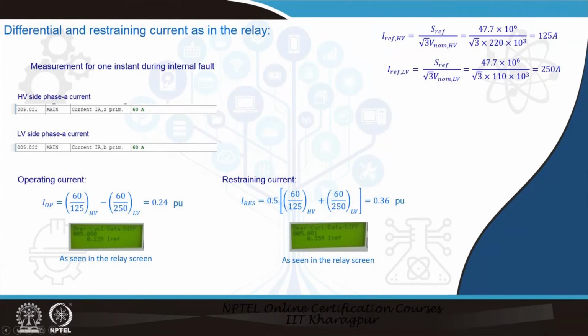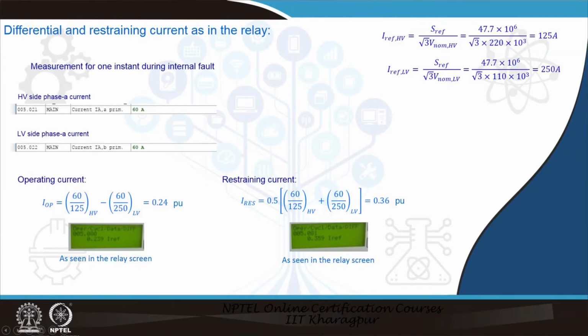So, at a given instant of time, the corresponding high voltage side phase A current for this internal fault situation happens to be 60 ampere, and the low voltage side phase A current at that time happens to be also 60 ampere. Now, this is in phase A for both the sides. So, we have created the fault also in phase A.